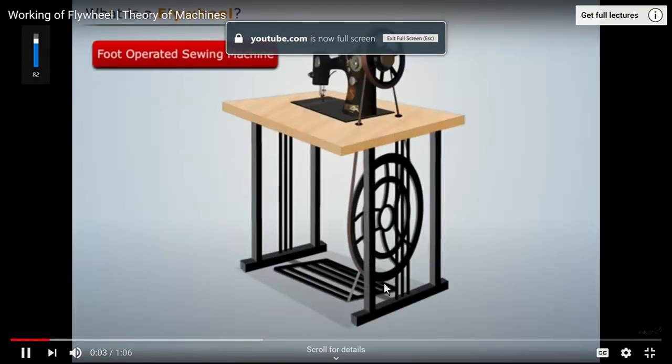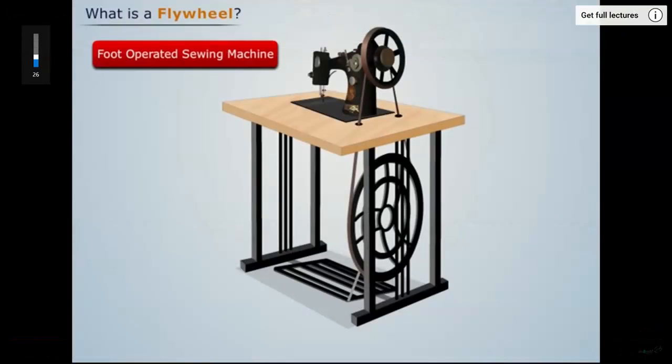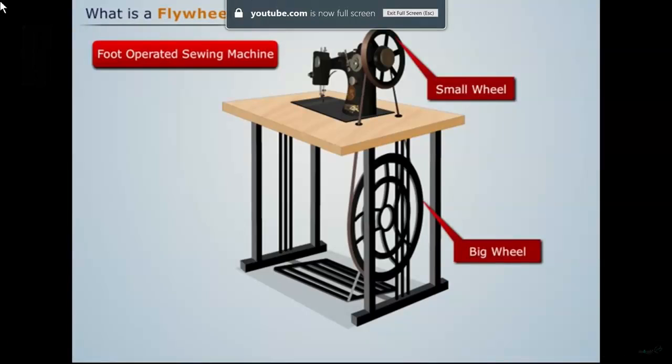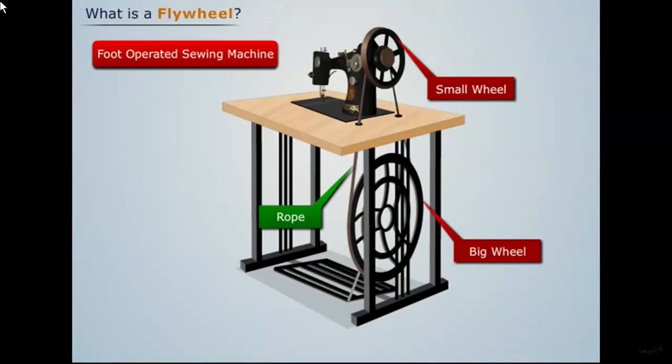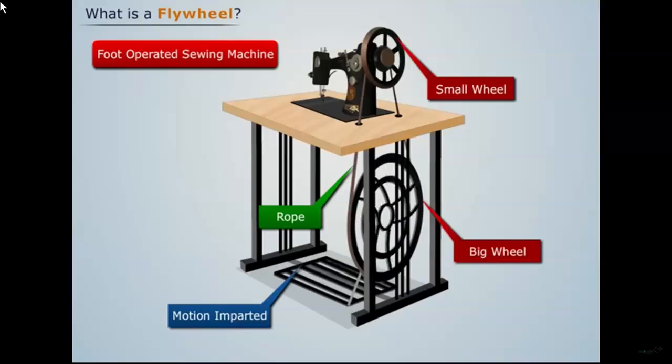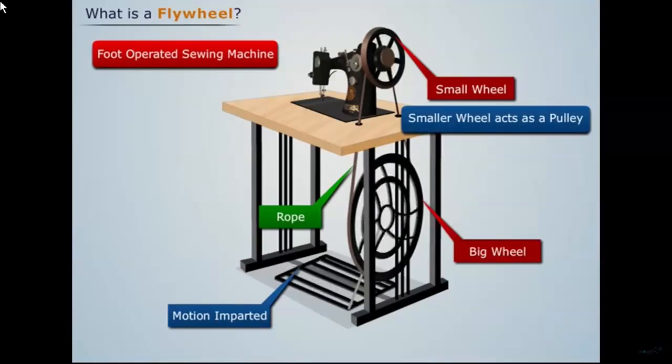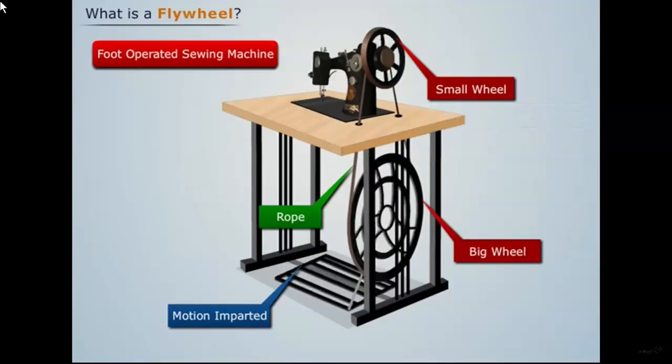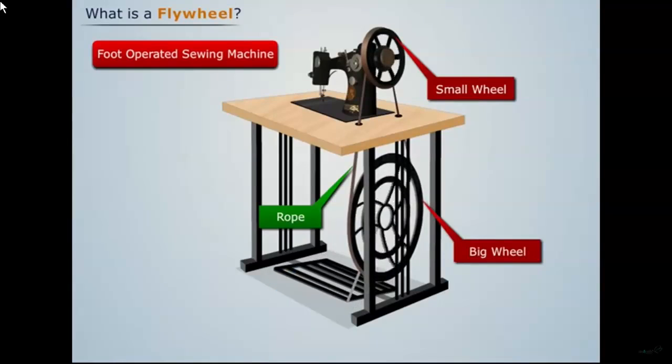What is a flywheel? Consider a foot-operated sewing machine. It consists of two wheels, one big and the other small. The wheels are connected by a rope. When motion is imparted to the bigger wheel, the rope transfers this motion to the smaller wheel. This smaller wheel acts as a pulley and runs the sewing machine. We see that even when we stop supplying driving force to the bigger wheel, it still continues to run for a short time because of the inertia it possesses.